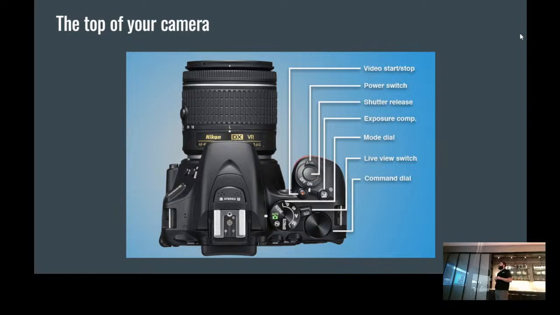I skipped a couple though. We have the mode dial. Now the mode dial I really think is important. It's very important. The best analogy I can give to this is if you drive a car, your mode dial is your gear shift. It's your ability to move from park to reverse to neutral to drive to 1 or 2. But basically what that does is it lets you switch between automatic, manual, aperture priority, program auto, shutter priority, those sorts of things.